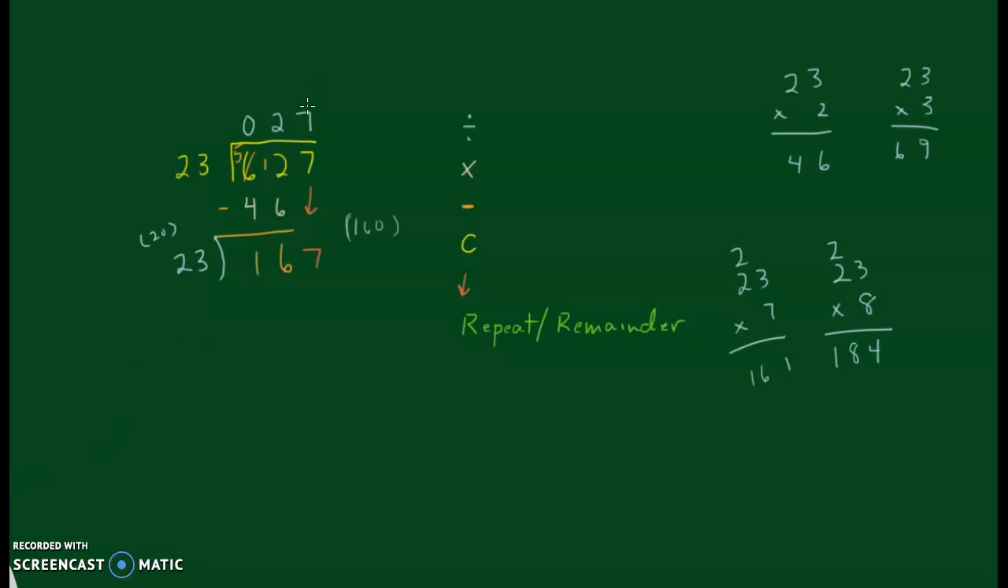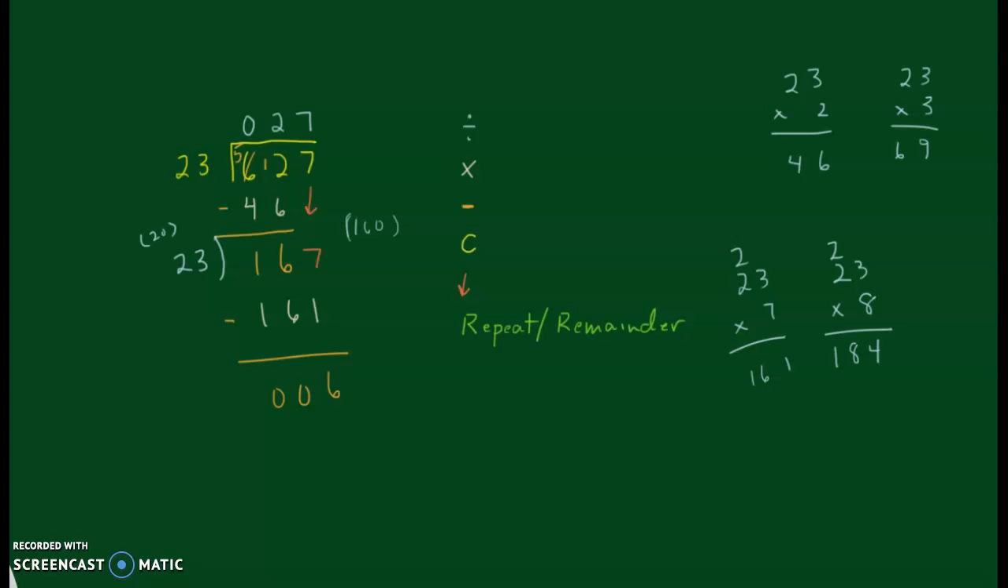Then I'm going to take the number that I just put up at the top and I'm going to multiply it by that divisor again. And since I already did that multiplication, 7 times 23 is 161. Then I can go ahead and subtract. 7 subtract 1 is 6. 6 subtract 6 is 0. 1 subtract 1 is also 0.